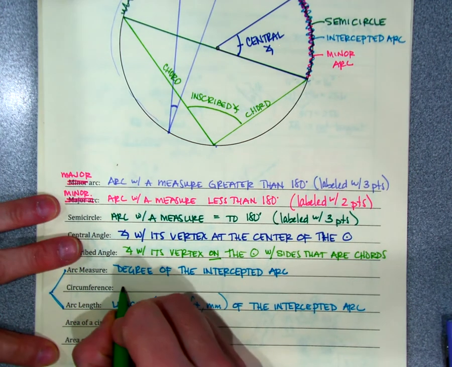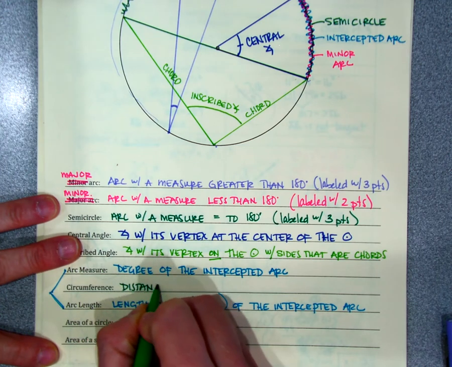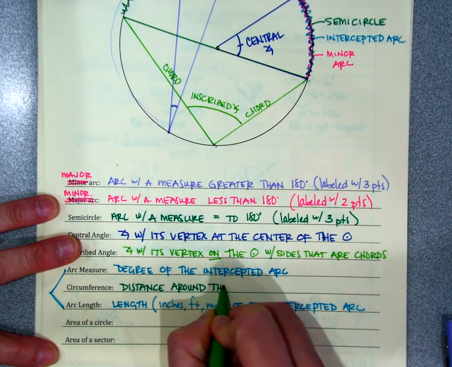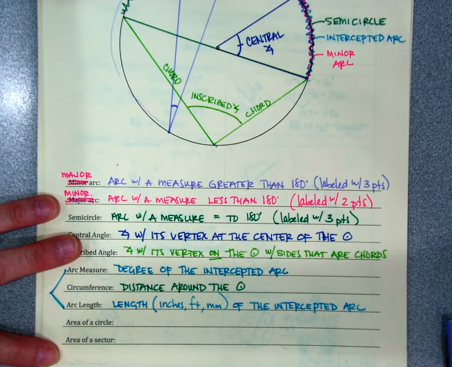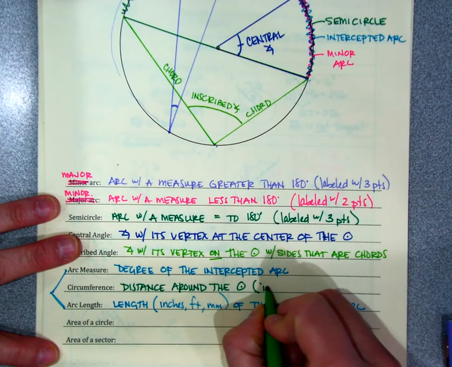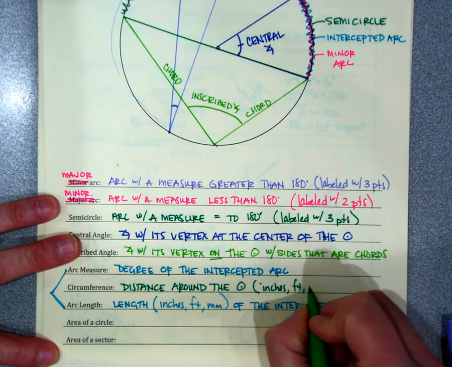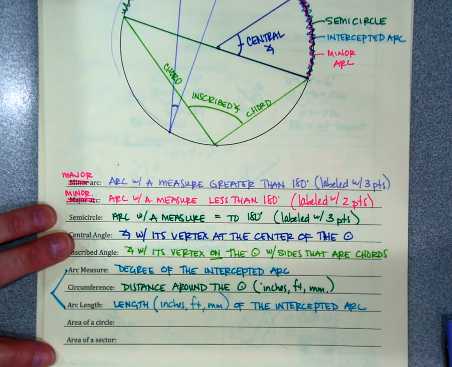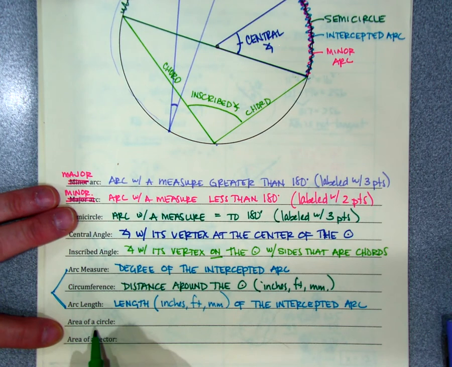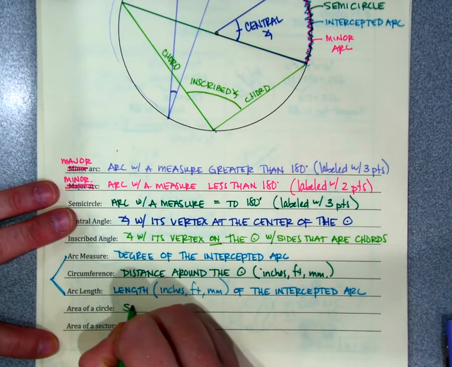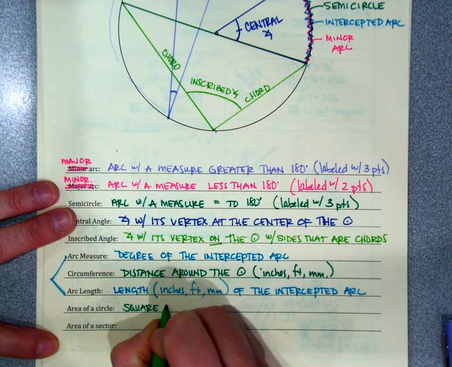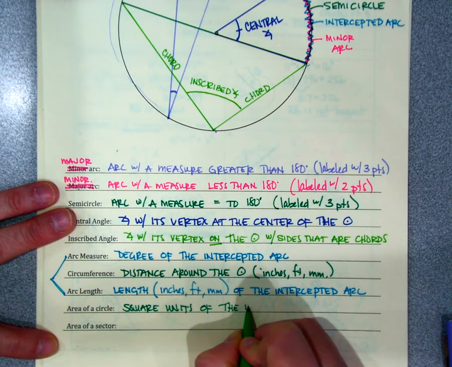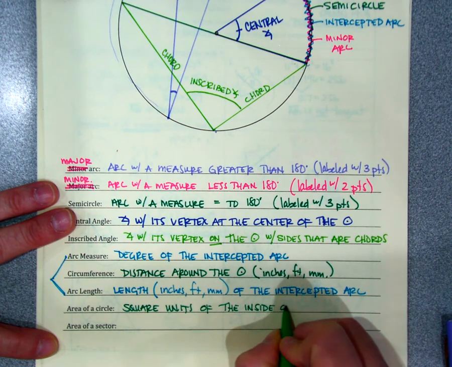Circumference is the distance around the circle. So this is going to be inches, feet, millimeters, etc. Okay, so it's the distance around the circle. The area of the circle is the square units of the inside of the circle.